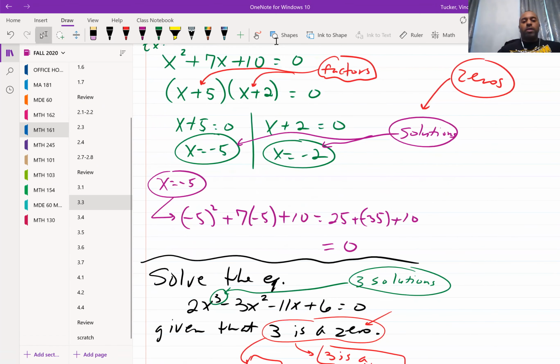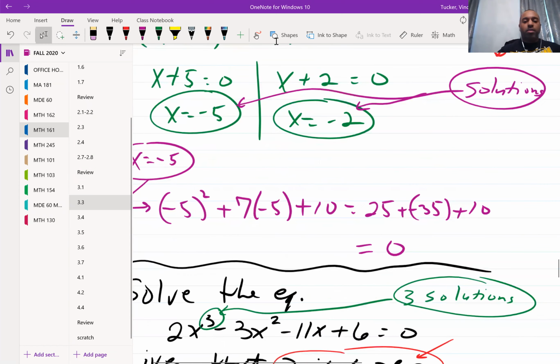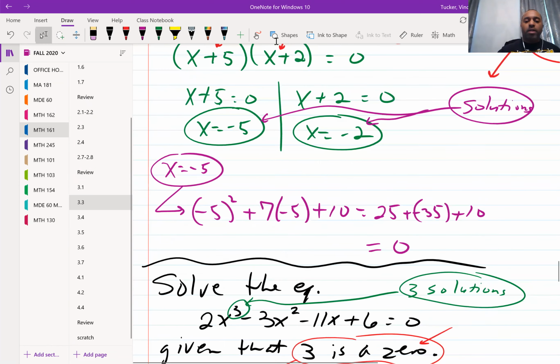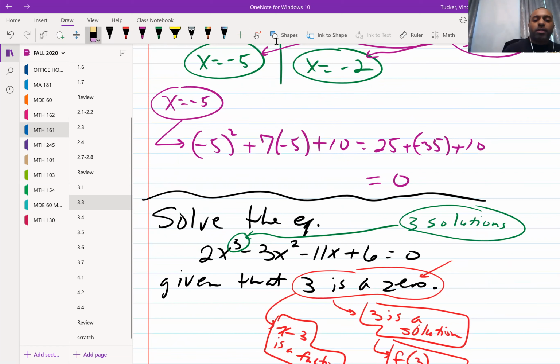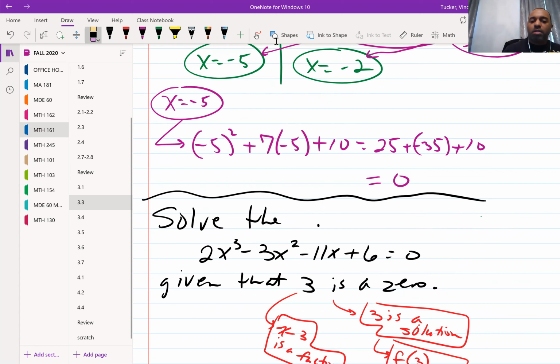All right, so the first exercise under this thought process, they want us to solve the equation. Let me erase some of this stuff and then we'll talk about it. All right, so he wants us to solve the equation given 2x cubed minus 3x squared minus 11x plus 6, and given that 3 is a 0.